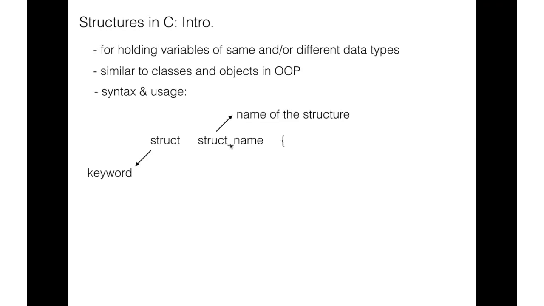followed by the code block for this structure. Please remember to put the semicolon at the end of the code block. Within the code block goes your homogeneous or heterogeneous variables. The variables inside the structure are referred to as members of the structure variable.